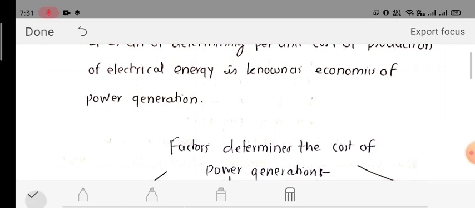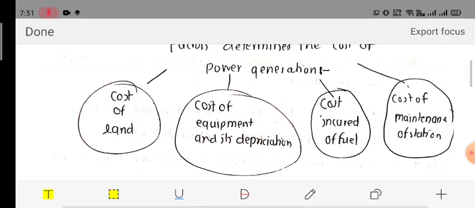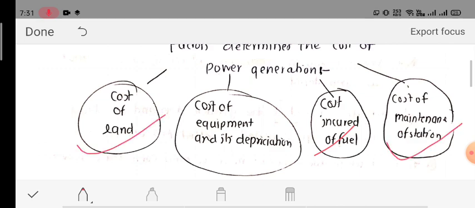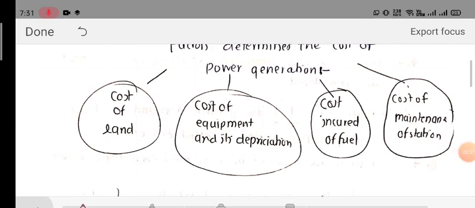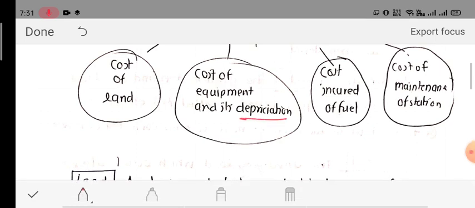So now, different costs. Three terms out of these four are self-explanatory. One is cost of plant, then the cost incurred of fuel, which will be coal in case of a thermal power plant, cost of maintenance of station, and cost of land. These are self-explanatory. The new term here is cost of equipment and its depreciation, right? So there is one new term, what this depreciation is.